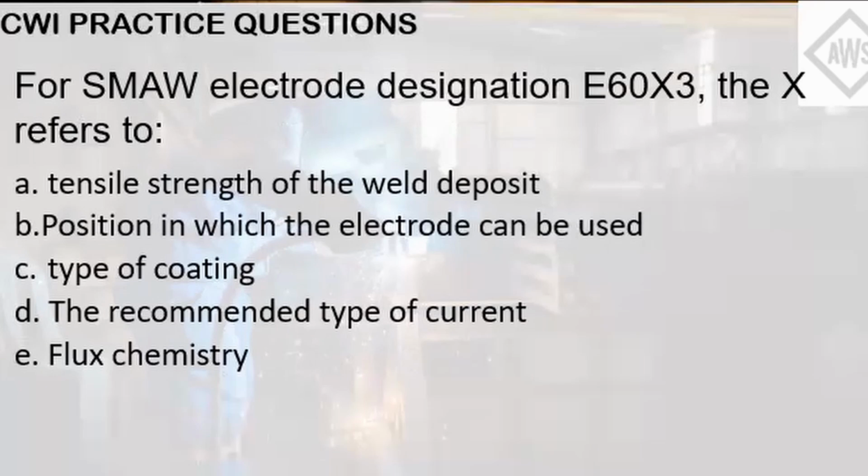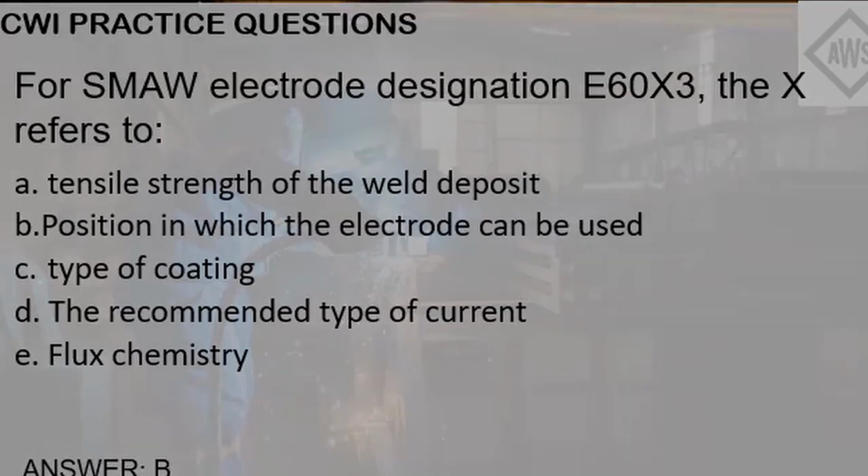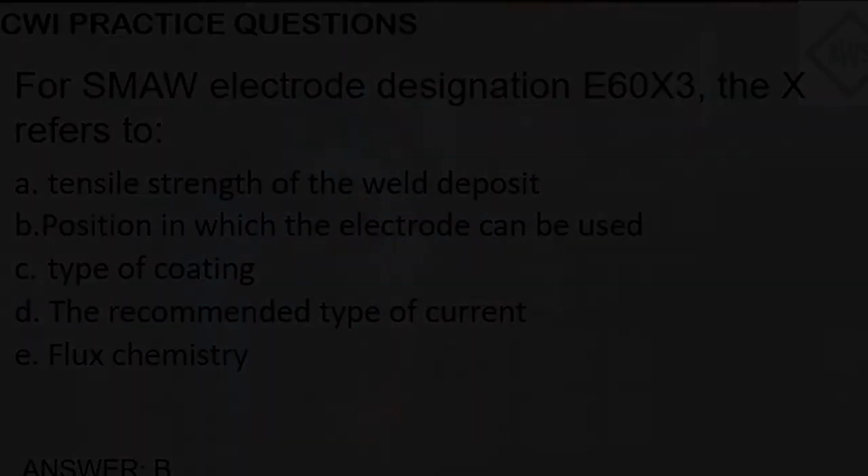The position in which these electrodes can be used also depends on its operating characteristics. A high deposition electrode cannot be used in an overhead position, since a lot of molten metal will fall to the welder, and this is denoted by digit 2. 1 denotes that the electrode can be used for all positions. Digit 3 is no longer used as a designation, so if you see that, it is an old designation. 4 denotes welding in a downhill progression. Hence, the answer here is letter B. The X here denotes the position in which the welding electrode can be used.